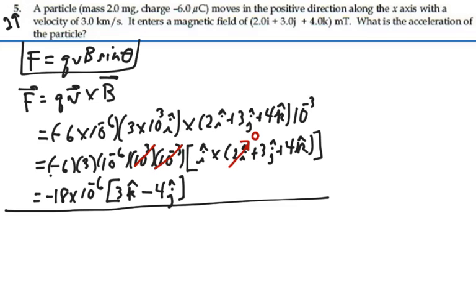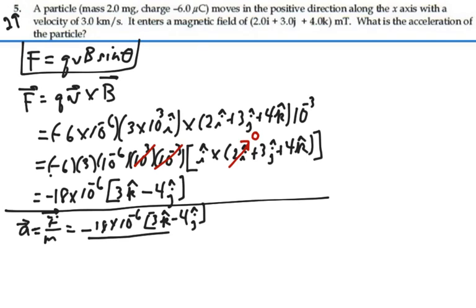We want the acceleration. The acceleration will equal the force divided by the mass. So that would be this, and we want a vector acceleration. And so that would be this negative 18 times 10 to the minus 6, 3k minus 4j, over the mass, which was 2 milligrams. So that would be 2 times 10 to the minus 6 kilograms.